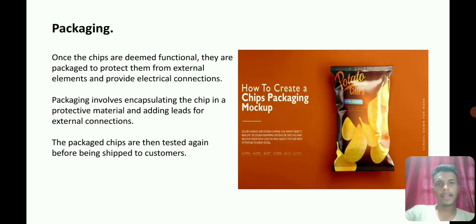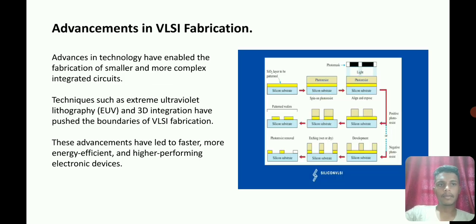And the packaging. Once the chips are deemed functional, they are packed to protect them from external elements and provide electrical connections. Packaging involves encapsulating the chips in a protective material and adding leads for external connections. The packaged chips are then tested again before being shipped to customers.